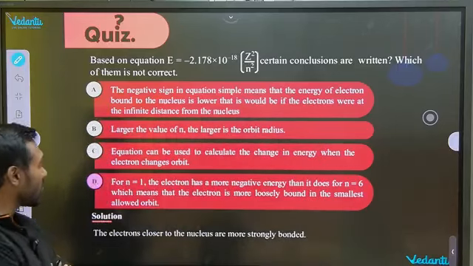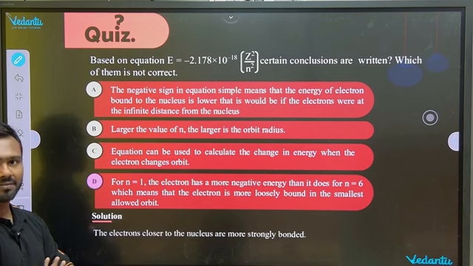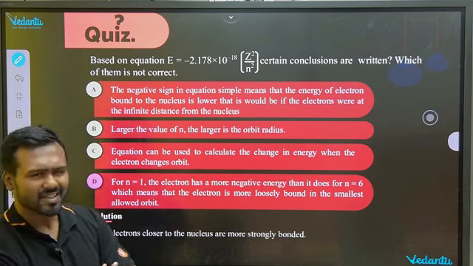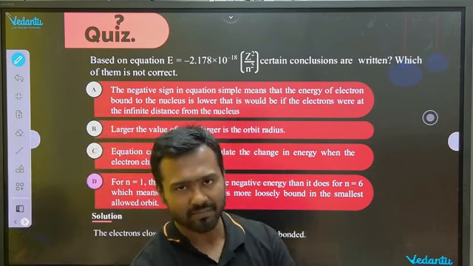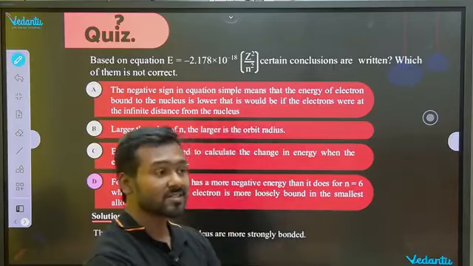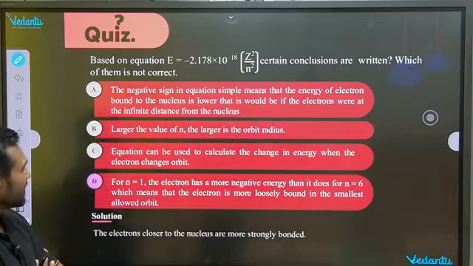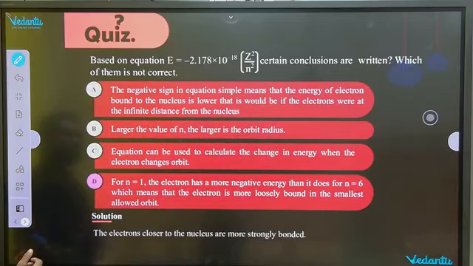See, an electron closer to the nucleus is strongly bonded. It's not loosely bonded. A simple line they are asking. It's strongly bonded. Right? So the remaining three are correct, and they asked which is not correct. So the last one, which says loosely bound, is the incorrect one. It's strongly bound.